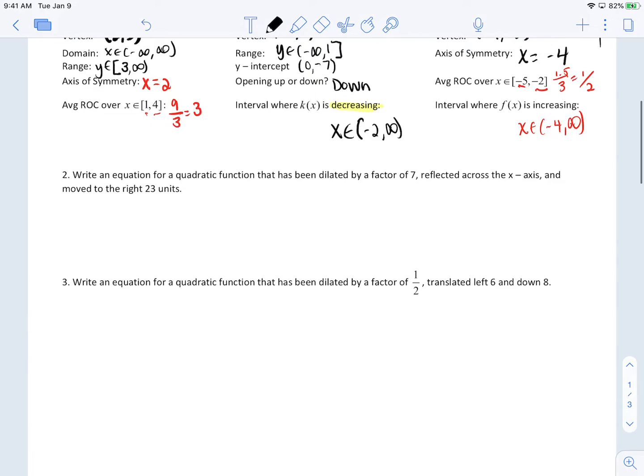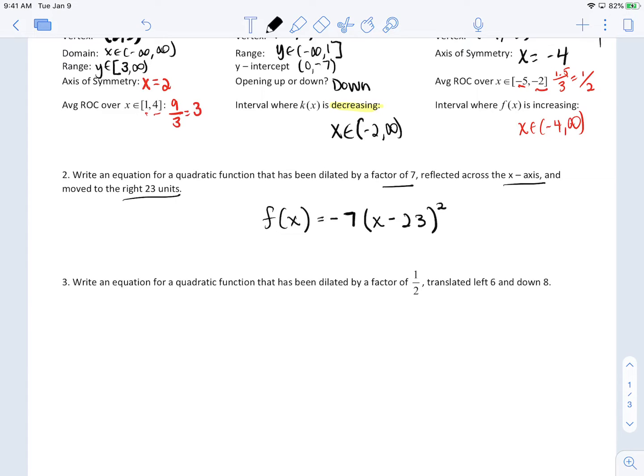So next, write an equation for a quadratic function that has been dilated by a factor of 7, reflected across the x-axis, and right 23. So I can say f of x, that reflection across the x-axis is a negative out front, dilation of 7, that's also out front, and then right 23 we express with x minus 23 squared.